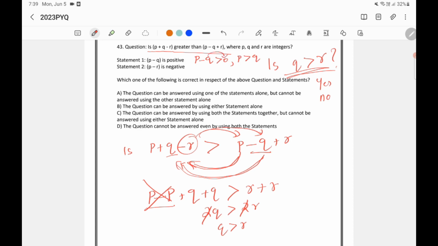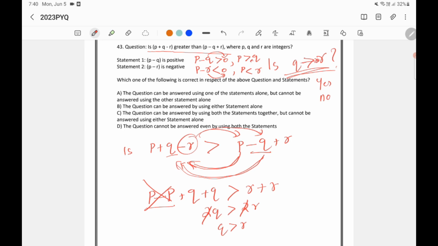And now the second statement says that P minus R is negative. That means P minus R is less than 0. So if I put R here, we can say that P is less than R. Now the question is, is Q greater than R? That means I need to check whether Q can go to R. That is actually a trick of inequality, right? We need to check whether we can go from Q to R. So here Q is closed, we cannot go.